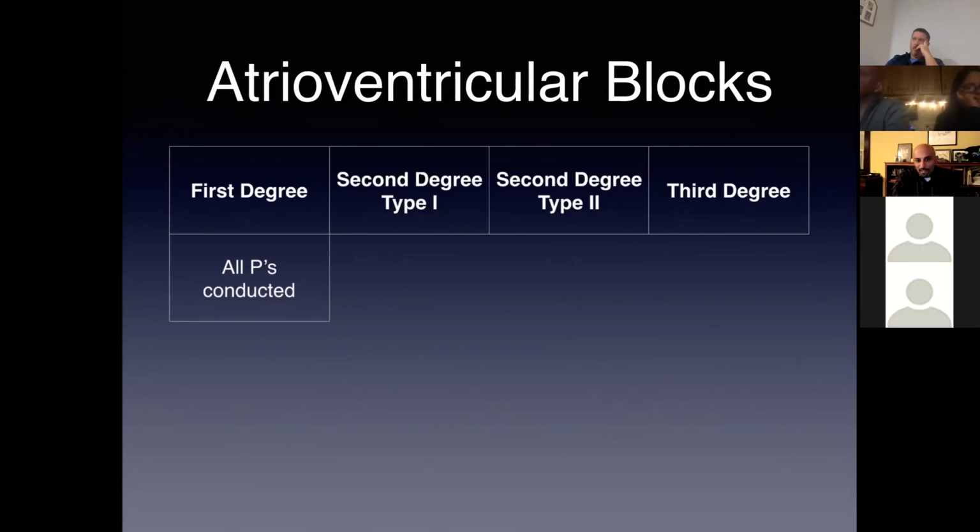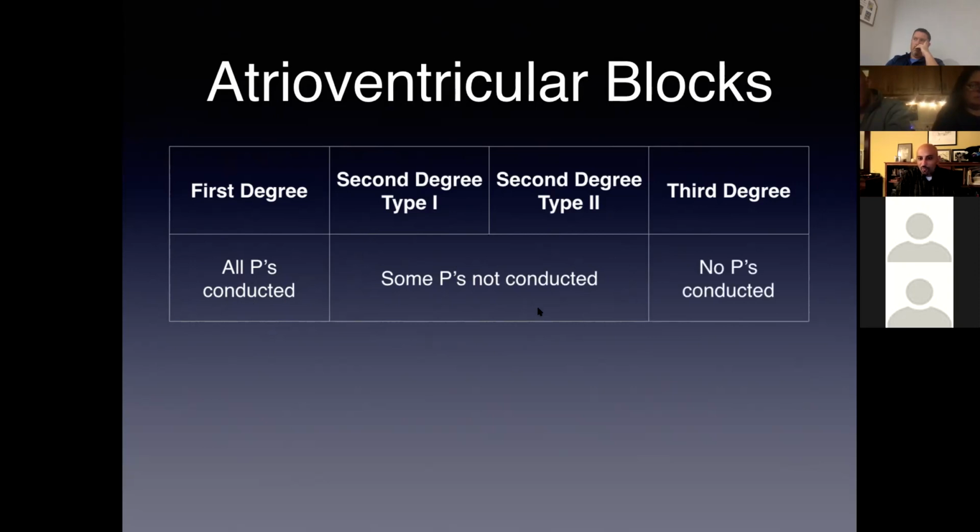When we get into the 2nd degree blocks, we have a situation where not every single P is conducted. So if you have a P wave before every QRS and a QRS after every P wave, you have sinus rhythm. You could have 1st degree block, but that's the worst you have. All right. If you have a situation where some Ps are conducted and some Ps are not conducted, then you have a 2nd degree block. End of story. And we'll subcategorize these in a second. If you have a situation where none of the Ps are conducted, then you have 3rd degree block.